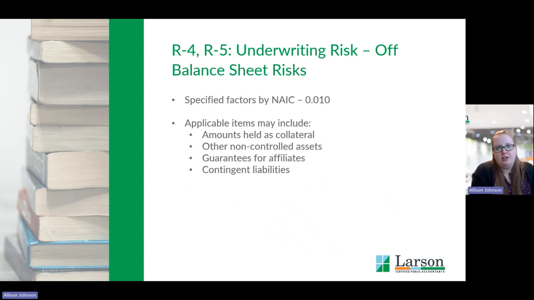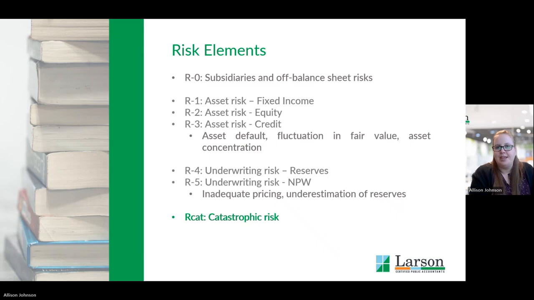Some off-balance sheet underwriting risks. The NAIC has prescribed this 1% factor. This would apply as well to collateral, non-controlling interest, guarantees, and contingent liabilities.